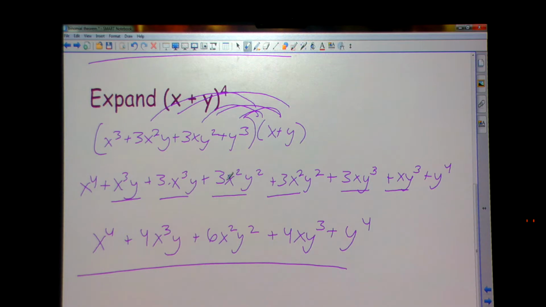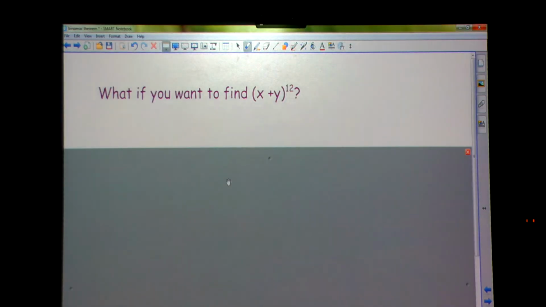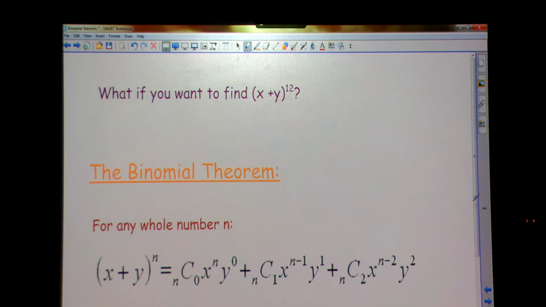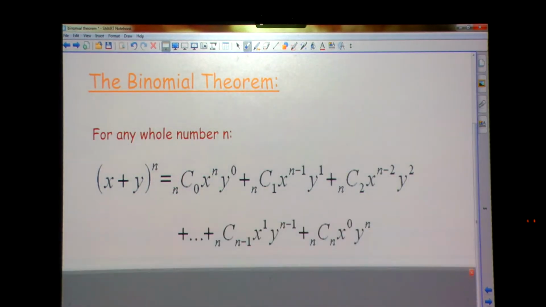Okay, so what now if I asked you to find x plus y to the 12th? Now we just found to the 4th, and that was quite a bit of work. Think of how much work x plus y to the 12th is. So a good old guy named Blaise Pascal worked on something called the binomial theorem to create a shortcut, which we'll get to in a second. But what the binomial theorem says, it looks very scary. I know it looks crazy.